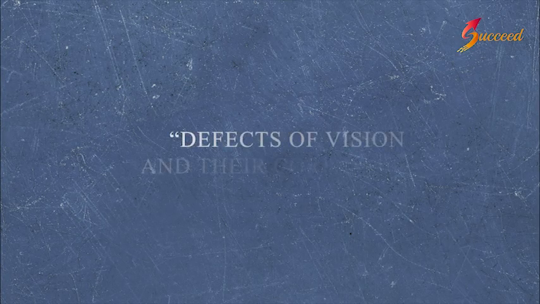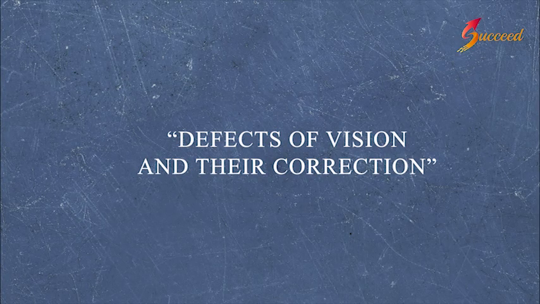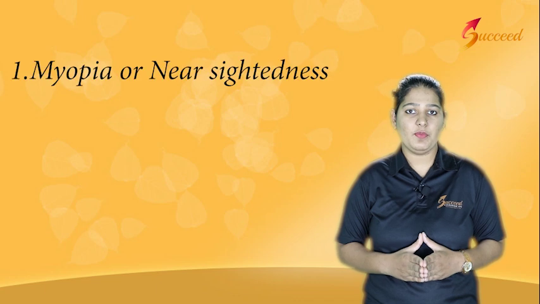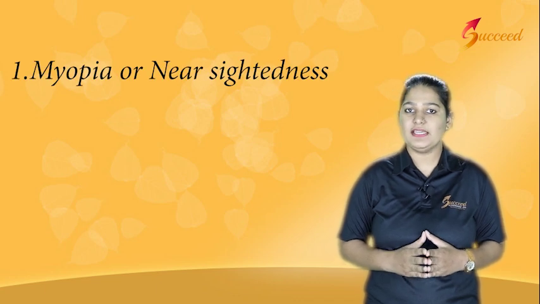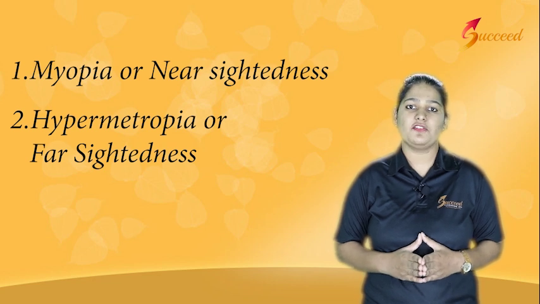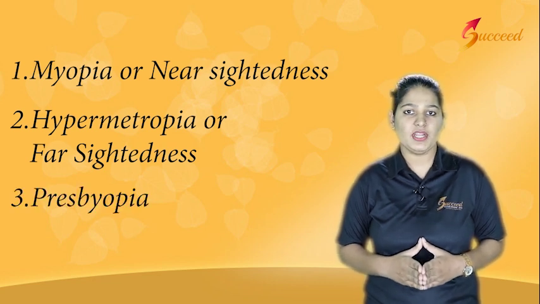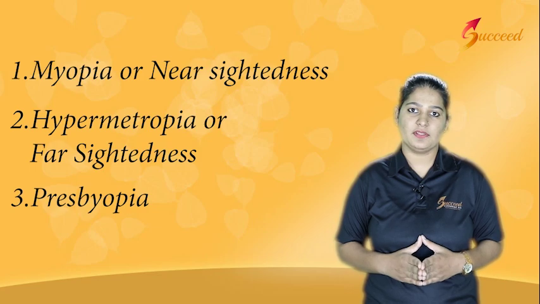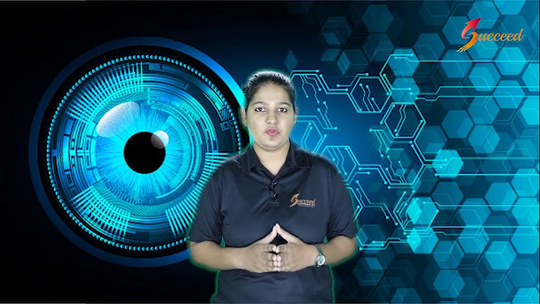Now let's discuss about the defects of vision and its corrections. There are 3 defects of vision, which are number 1, myopia or nearsightedness. Number 2, hypermetropia or farsightedness. Number 3, presbyopia. Let's start with the first defect of vision, which is myopia.